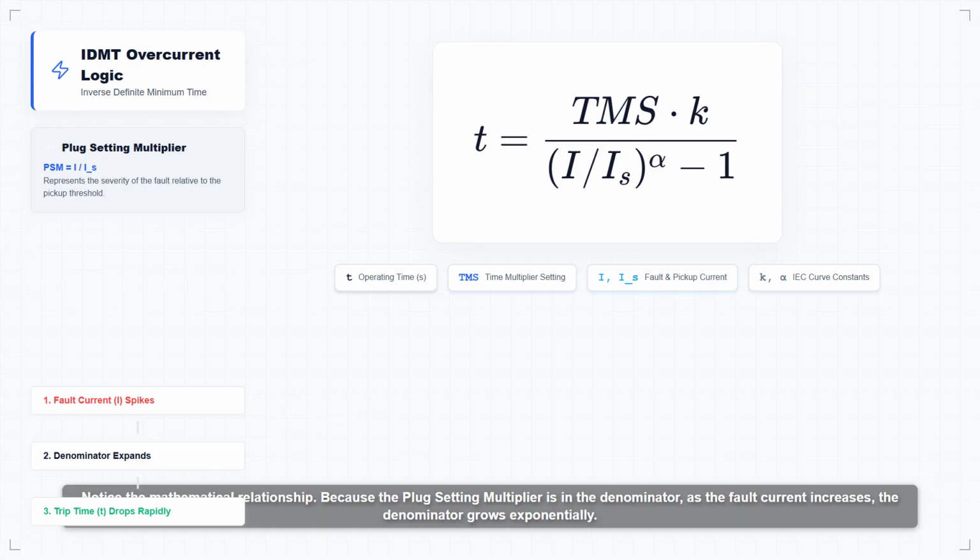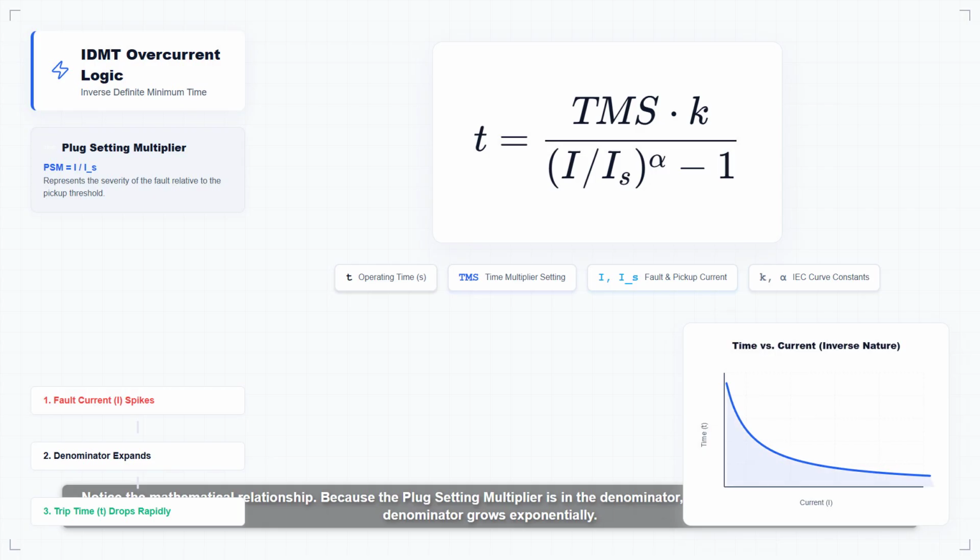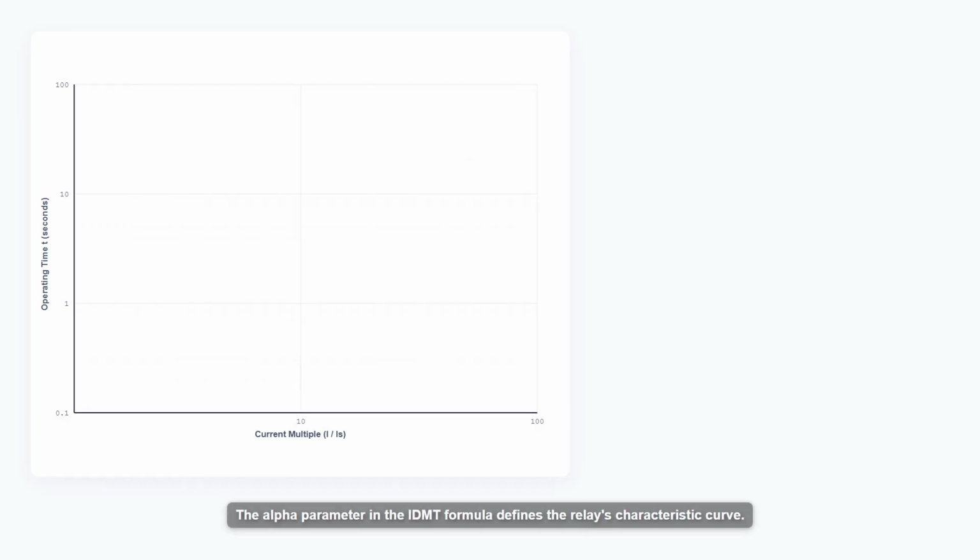Notice the mathematical relationship. Because the plug setting multiplier is in the denominator, as the fault current increases, the denominator grows exponentially. Consequently, the operating time decreases. This inverse nature ensures that more severe faults are cleared much faster, preventing catastrophic thermal damage. The alpha parameter in the IDMT formula defines the relay's characteristic curve.